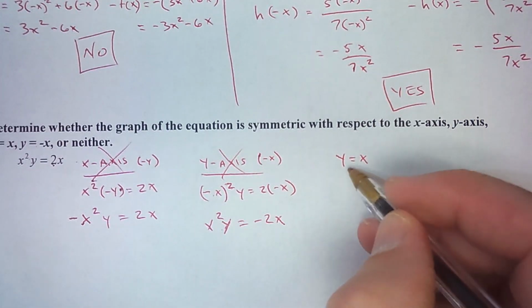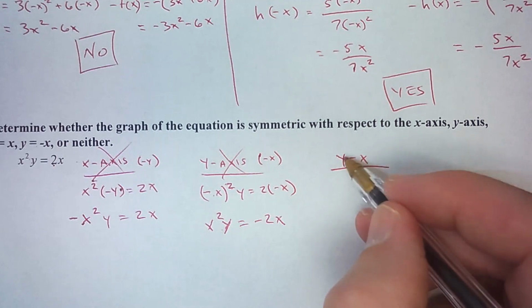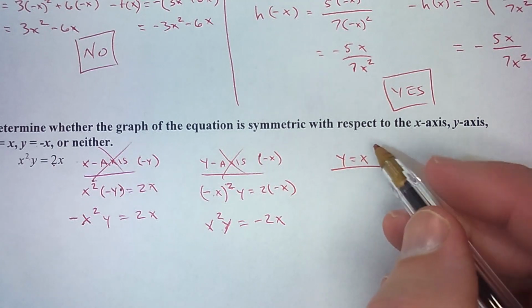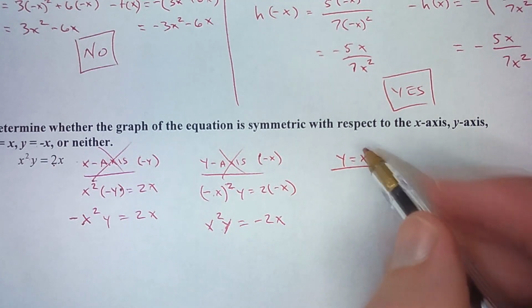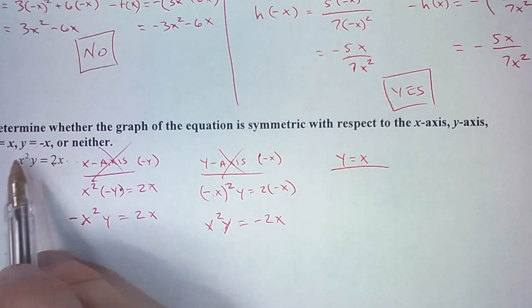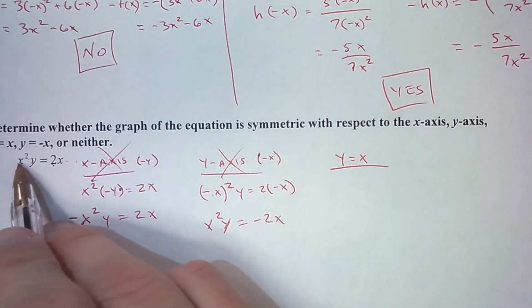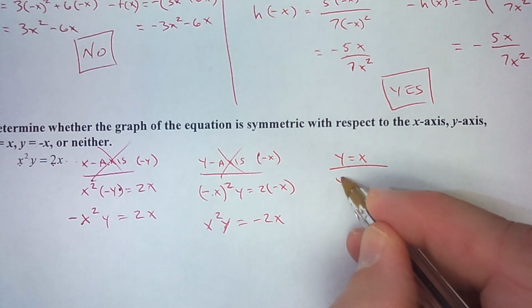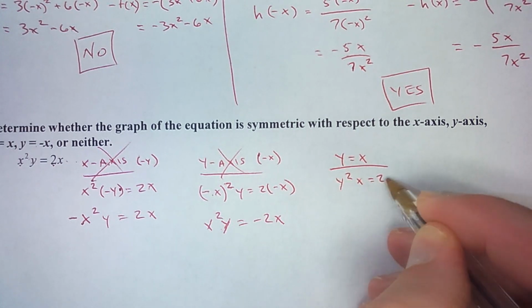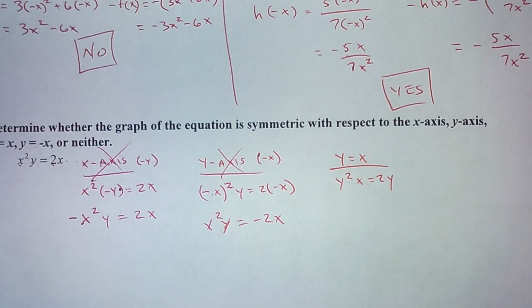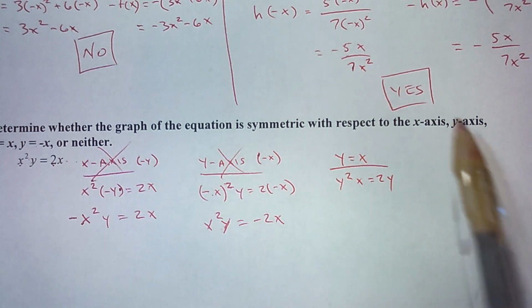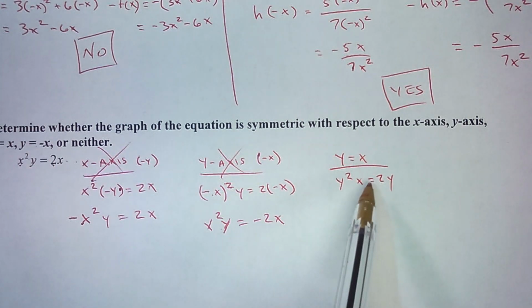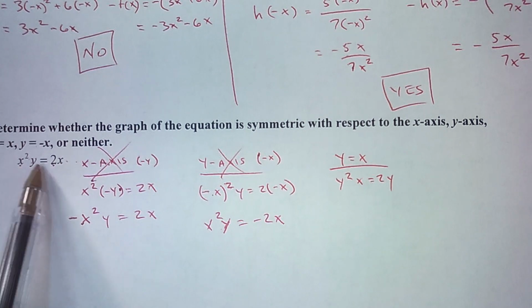Y equals x. If y equals x, then x equals y, and y and x can be substituted for each other anytime I want. So I'm going to change the x's to y's, the y's to x's. So I have y squared x equals 2y. Now I want to solve this. I want to see if I can manipulate it to equal this same thing here.